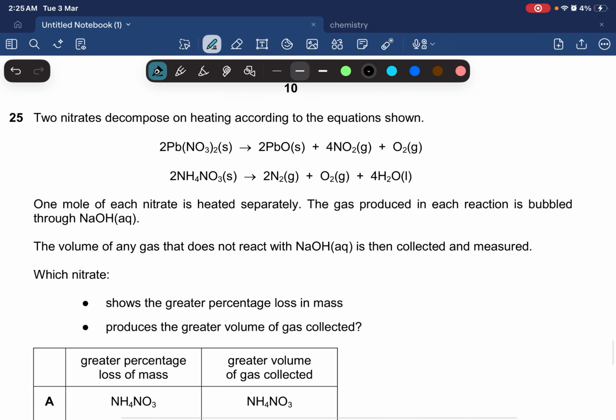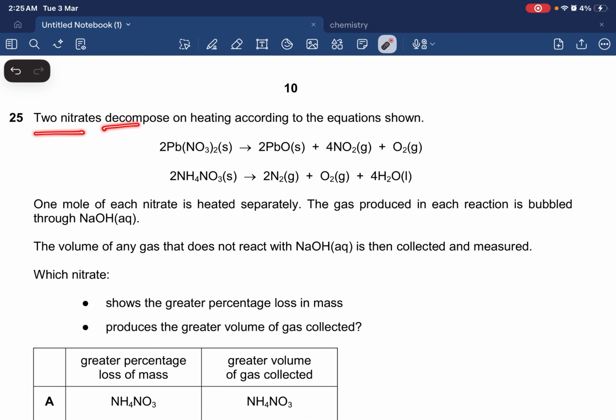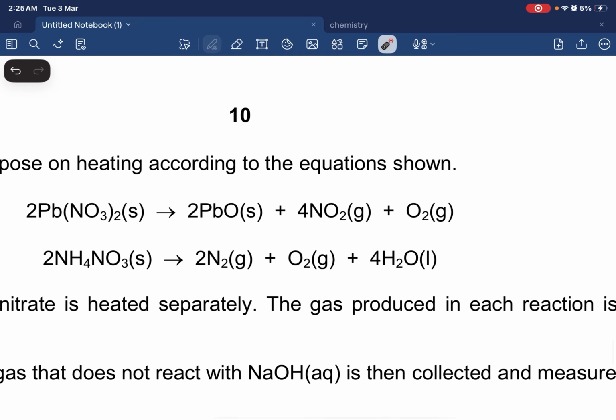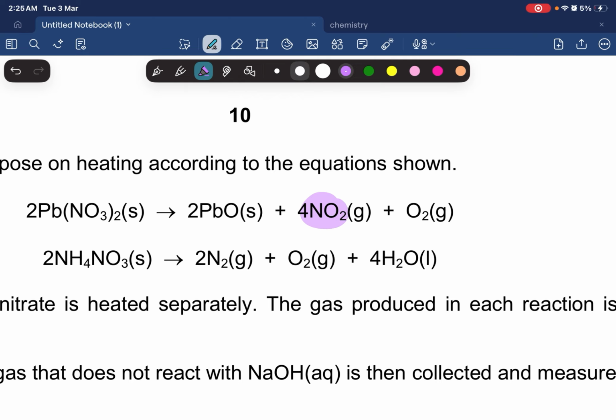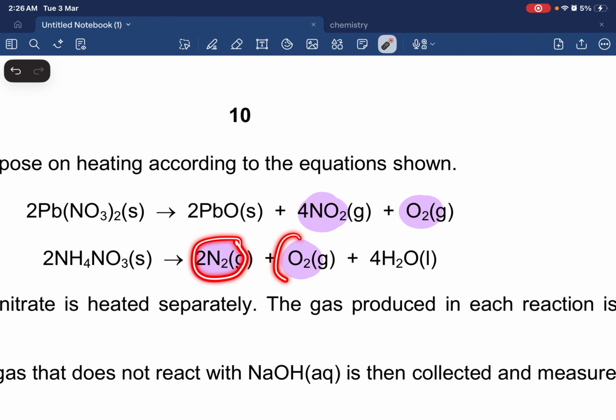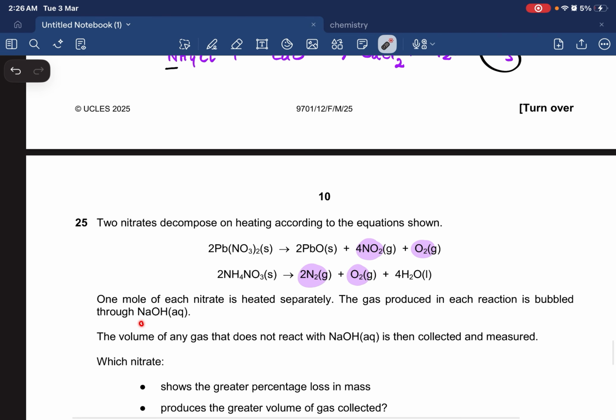Okay. Two nitrates decompose on heating according to the equation shown. Lead nitrate forms lead oxide, nitrogen dioxide, and oxygen. Ammonium nitrate forms nitrogen, oxygen, and water. 1 mole of each nitrate is heated separately. The gas produced in each reaction is bubbled through NaOH. Now, what kind of gases are we bubbling? We have NO2 and oxygen here, and oxygen and nitrogen over here. Oxygen and nitrogen are neutral gases, so even if we bubble them through NaOH, no reaction is going to take place.